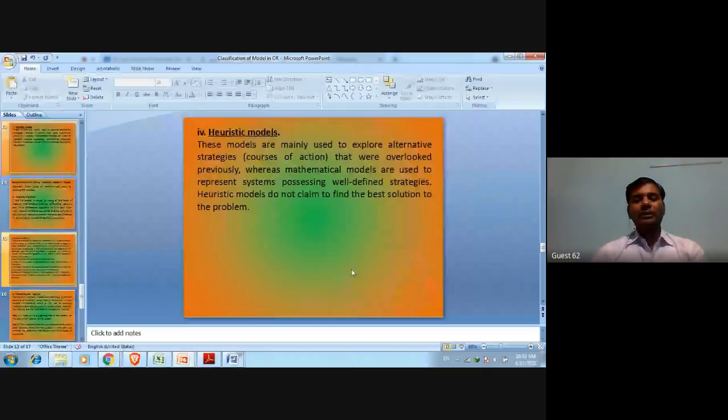Maximizing the profit or minimizing the loss according to the condition, you will have to select which course of action is suitable for your condition. Okay, so when you use the alternative course of action, this type of model is called your heuristic model.